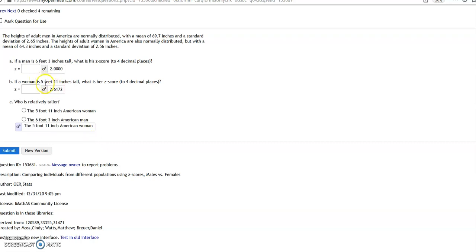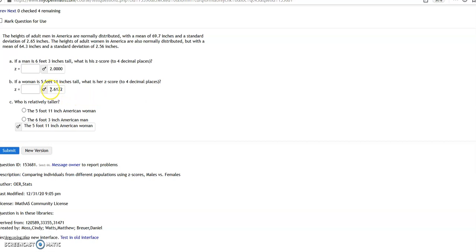basically, what they're asking is who is relatively taller within the group that they're in, okay? That was wrong before. So anyway, the mean is 64.3 for a woman. So when you calculate the z-score, it doesn't matter who is actually taller. Obviously, a man that is 6'3" is definitely taller than a woman that is 5'11". But compared to the people in their group, in this test group, men and women, who is actually taller relative to the rest of the people in their group? Well, all that means is who has the higher z-score.